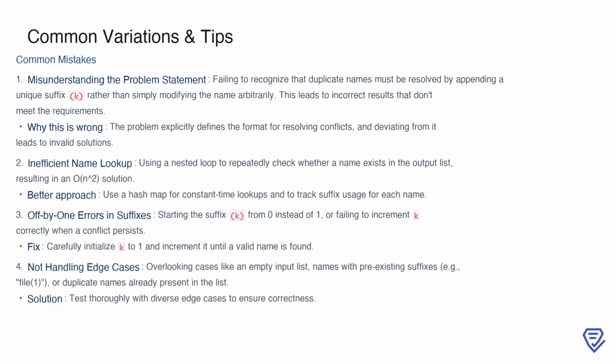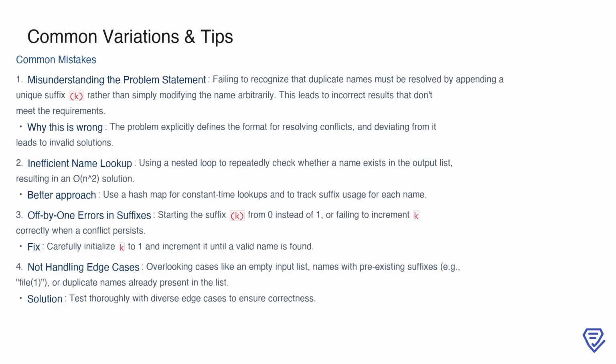Next, inefficient name lookups are another frequent issue. If you use a nested loop to repeatedly check for duplicate names, it results in an O(n²) time complexity, which is inefficient for larger inputs. A better approach is to use a hash map for constant time lookups and to track suffixes for each name.